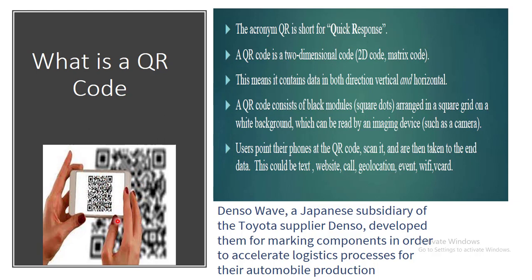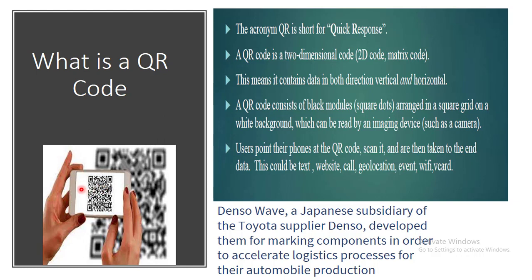It consists of black square dots arranged in a square grid on a white background, which can be read by an imaging device such as a camera or, in some cases, a QR scanner. Users point their phones, like this being done here, at the QR code and are then taken to the end data. Basically, what a QR code does is that it encodes some data, which could be text, a URL address, a website, a call, a geolocation, an event, a Wi-Fi or a vCard.